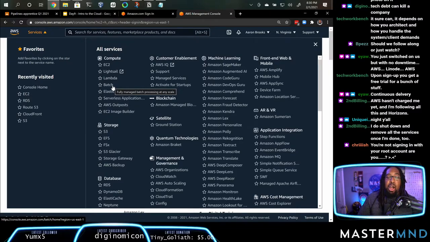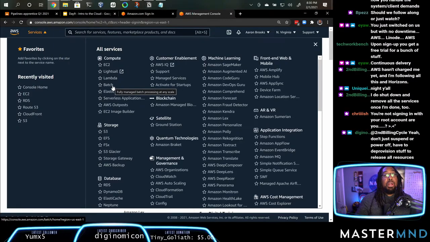You're not signing in with the root account, are you? Yeah, I am signing in with the root account. I know it's bad to do, but I have some contingencies in place. I do run different accounts. I don't always run off of the root account. I have different accounts for internal use. I have a bunch of stuff, but, you know, one day, one of y'all might get me. I have major contingencies in place.